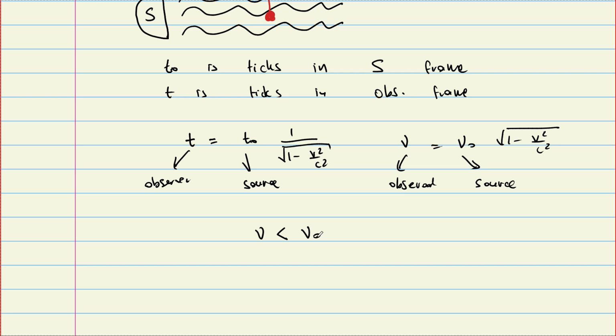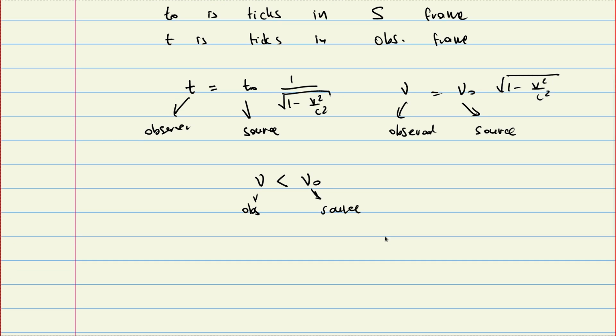Is that correct? Observed frequency is always lower than the source frequency. Good. Observed frequency is less than source. So this is observed. So this is source. Okay, I think now we are good.